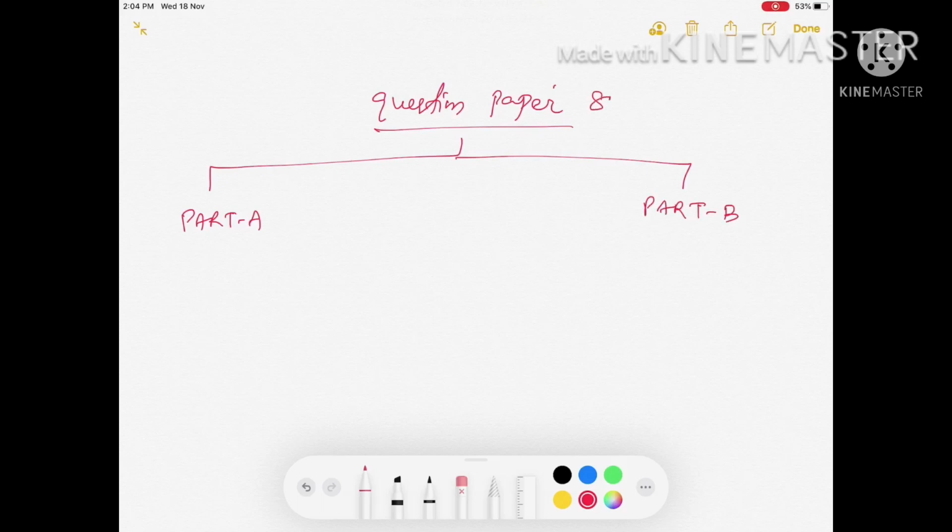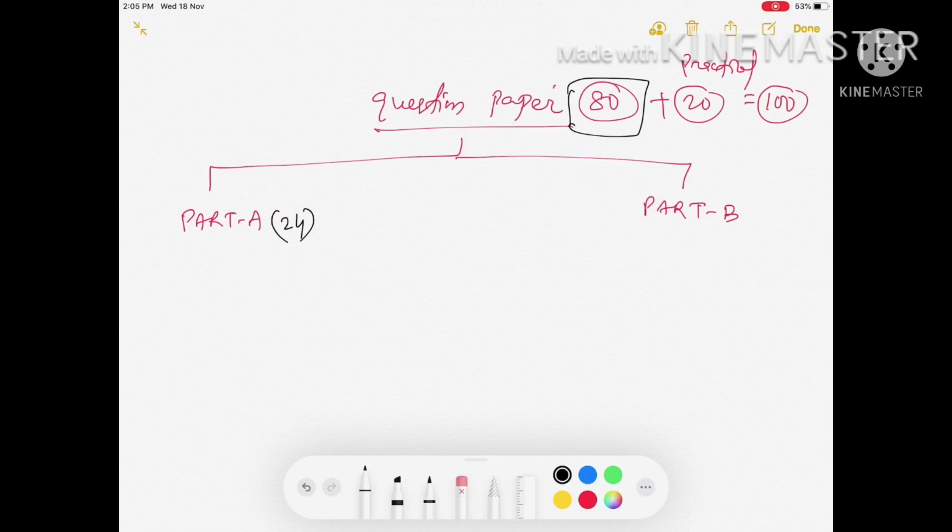The question paper will be of 80 marks. We know from last year this system was introduced: 80 marks theory plus 20 marks practical, and total is 100 marks. So out of this 80 marks, for part A 24 marks will be allotted, and for part B 56 marks will be allotted.